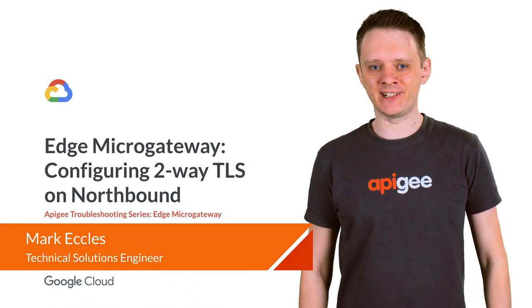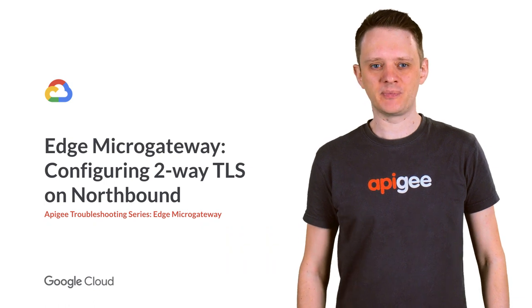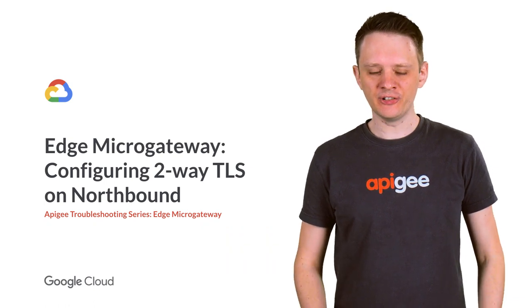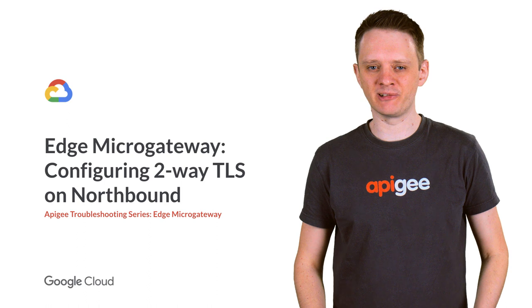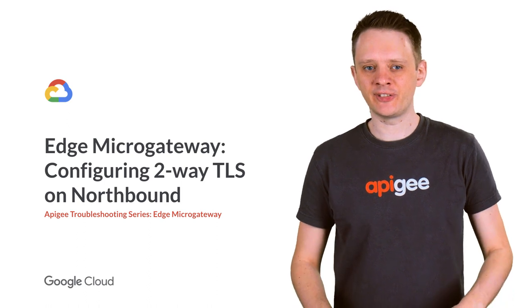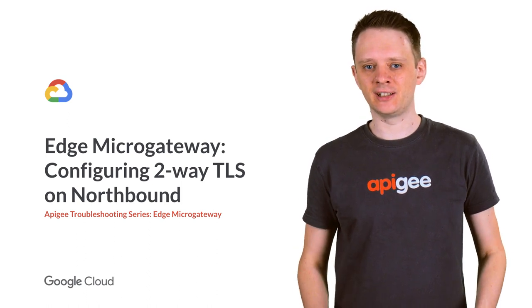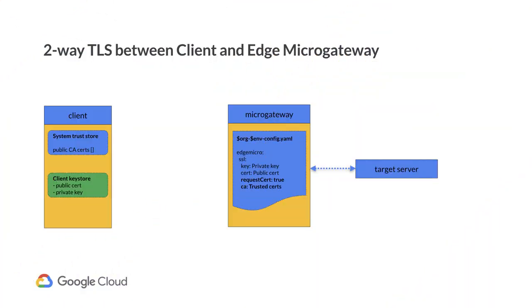In a previous video of the Edge Microgateway module, we covered how to configure northbound one-way TLS on the Edge Microgateway. In this video, we will look at how to configure northbound two-way TLS. In a two-way TLS handshake, both the client and server authenticate each other by presenting their respective certificates to ensure that both parties are mutually trusted.